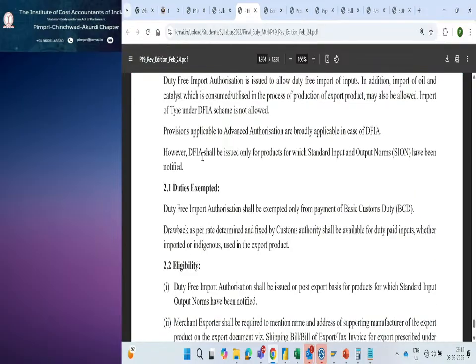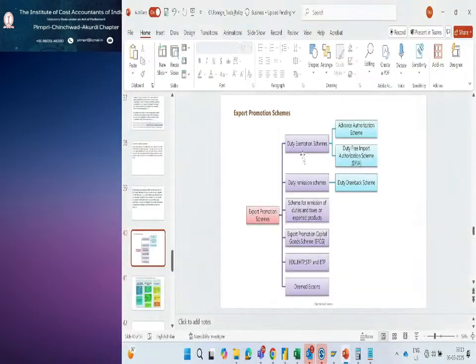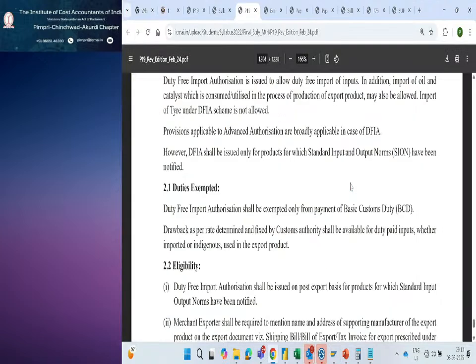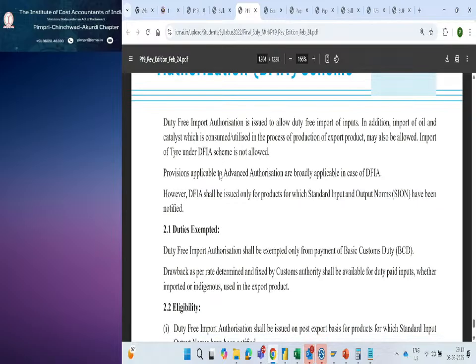So duty free import authorization. From where is it coming? You have to remember this chart. The duty exemption scheme is of two types. One is advance authorization and the other one is duty free import authorization. Duty free import authorization is again a similar kind of scheme to the advance authorization scheme. It is issued to allow duty free import of inputs, oil, catalyst, which are used in the process of production of the export product.